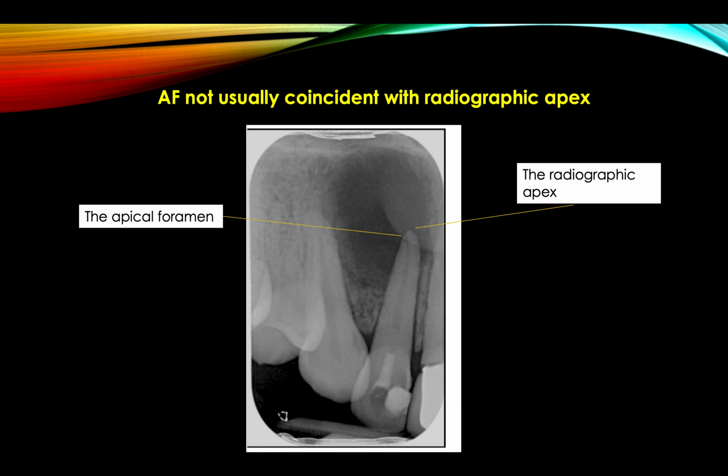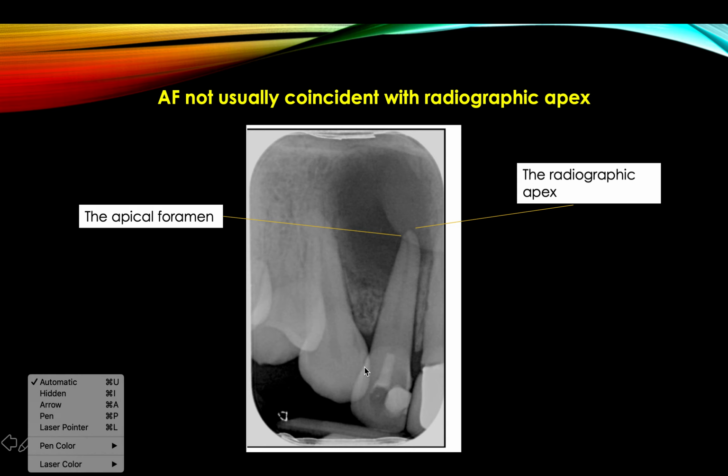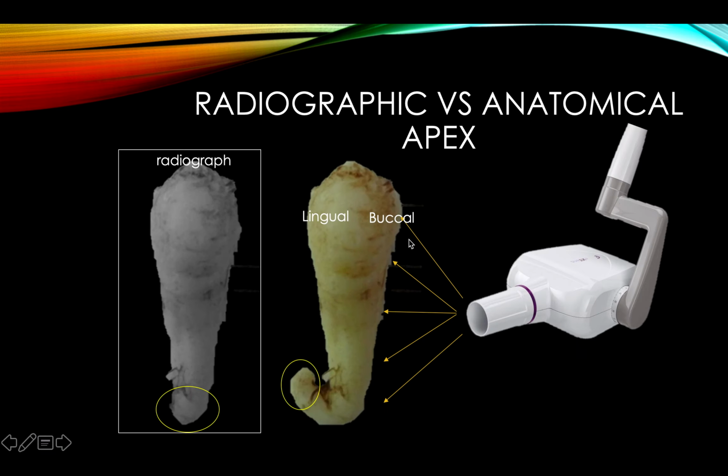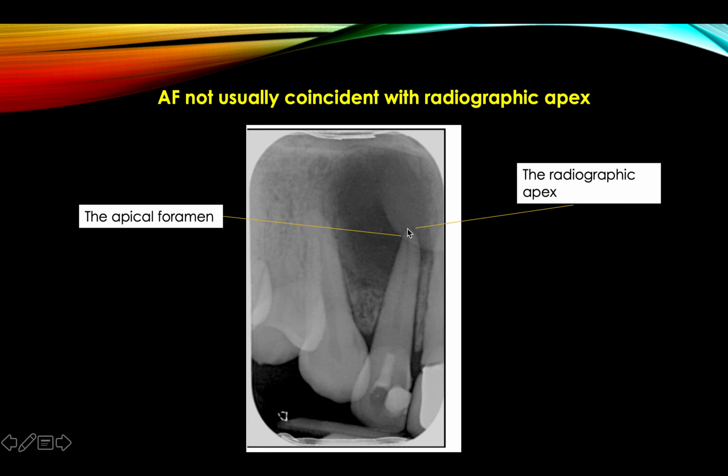This is a radiograph mainly focusing on the maxillary lateral incisor on the right side. You can see that the shadow of the canal, the black radiolucent line, is located within the root canal, and it exits the root surface at the lateral surface of the root, while the radiographic apex is different from the apical foramen.